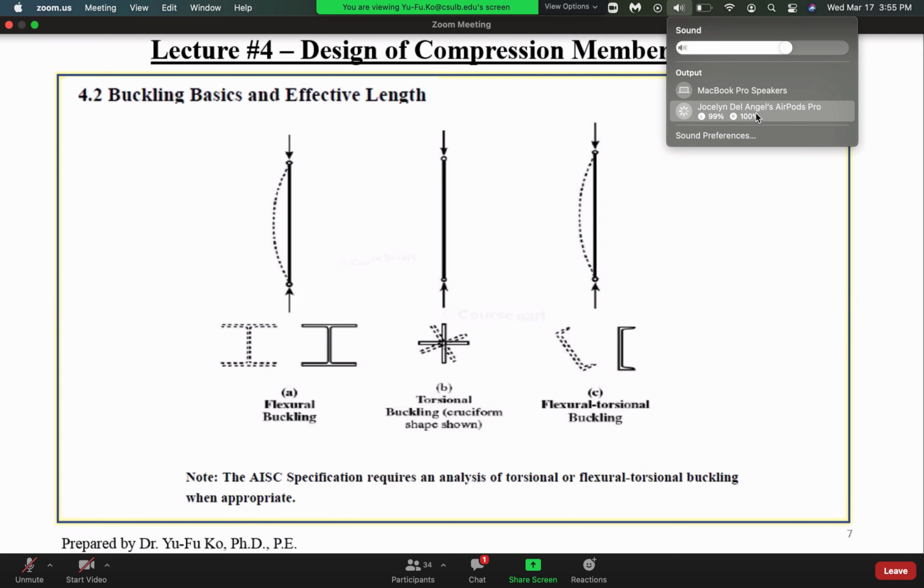In the AISC specification and manual, they require analysis of torsional and flexural-torsional buckling when appropriate. The specification gives you a detailed guideline to deal with torsional and flexural-torsional buckling. But typically we will focus on the first type, flexural buckling, because this is more commonly happening in structures. Okay, any questions?